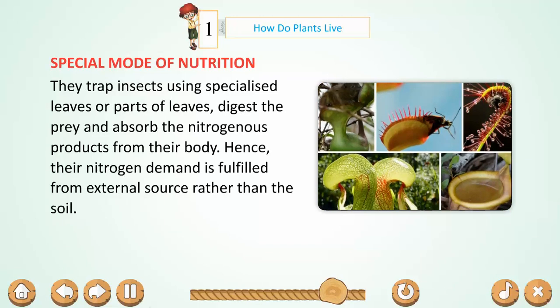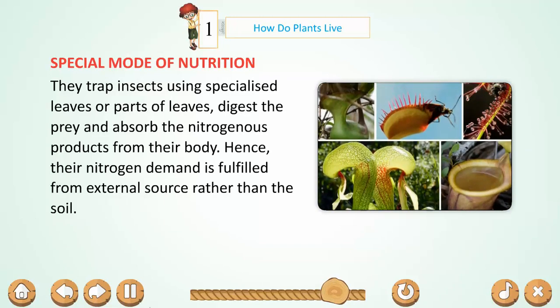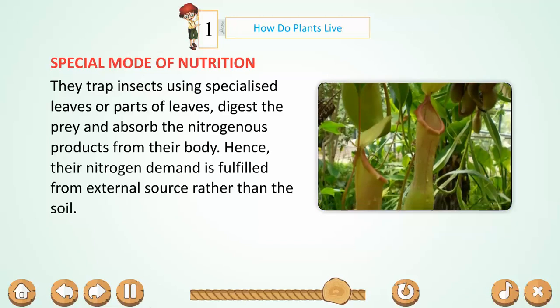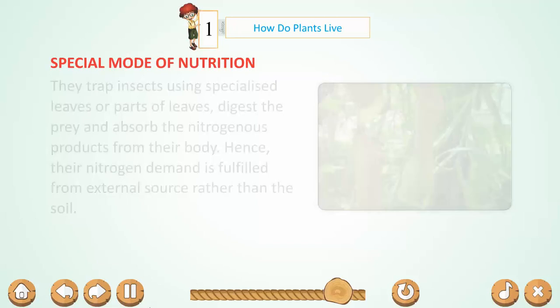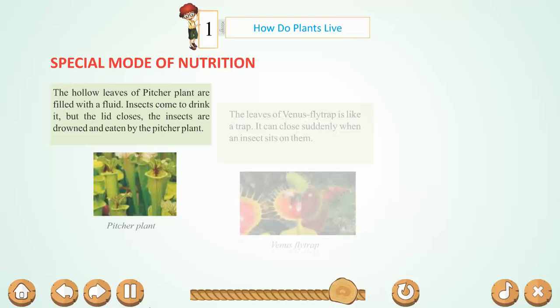They trap insects using specialized leaves or parts of leaves, digest the prey and absorb the nitrogenous products from their body. Hence, their nitrogen demand is fulfilled from external sources rather than the soil. Pitcher plant. The hollow leaf of the pitcher plant is filled with a fluid. Insects come to drink it, but the lid closes. The insects are drowned and eaten by the pitcher plant.